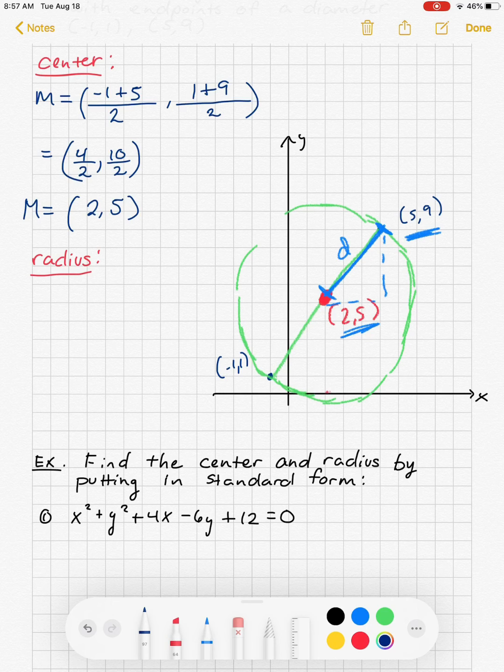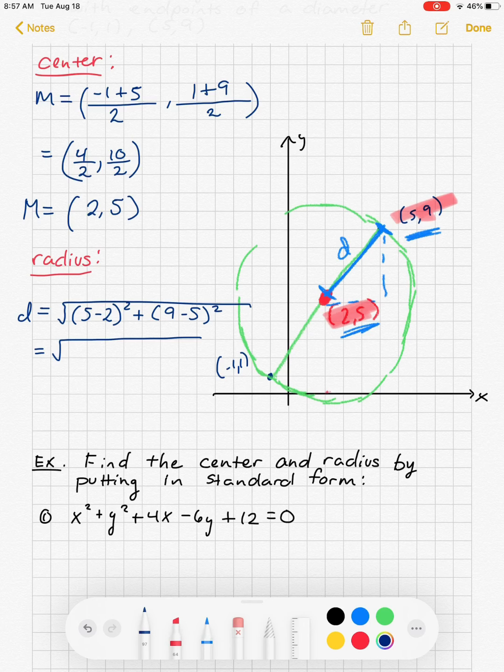So let's do that. My distance formula: square root. I'm looking at this and this. So x2, 5 minus x1, -1, squared, plus y2, 9 minus 1, squared. Okay, so that's 6 squared and 8 squared. Let me just look and make sure. I've got x2 minus x1 squared, y2 minus y1 squared. 3 squared, 4 squared, I think so.